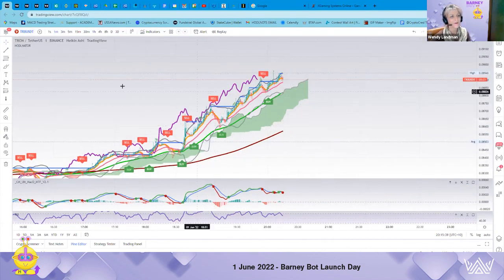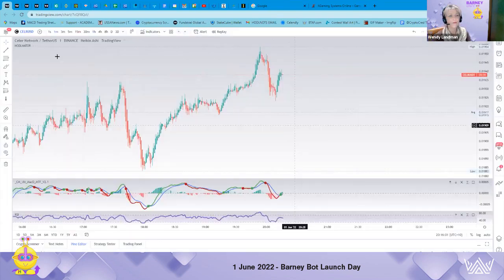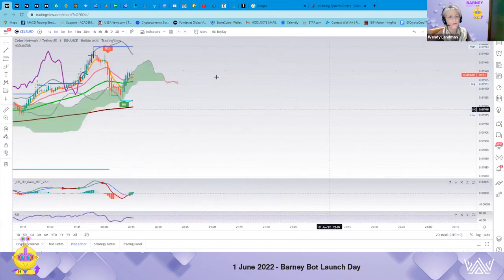Okay, so what we want to do is find a coin that's running, and we're going to look right now, and the Barney bot is showing us. I'm going to look at the last three ones on Binance. So we're going to go here and we're going to pull up this one, which is Seller, and we're going to go to the 1 minute time frame.